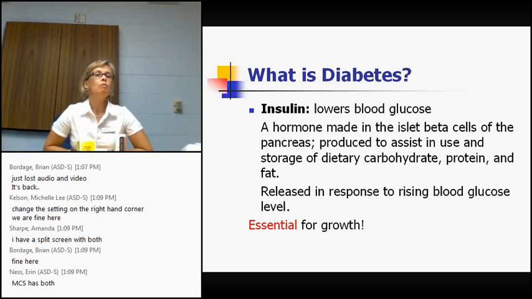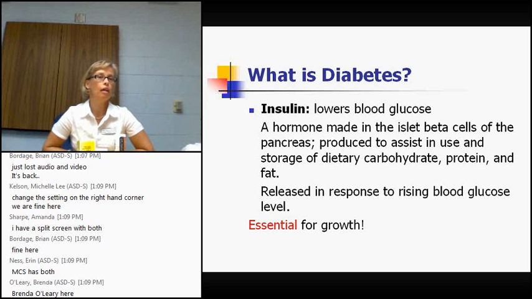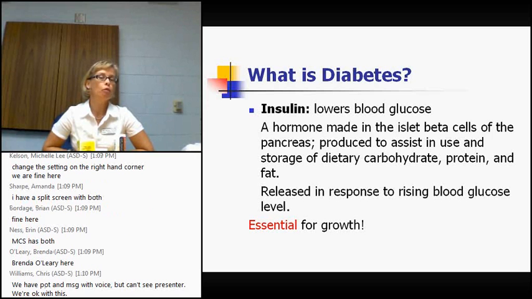So just talking to begin with, what is diabetes? Insulin is a hormone that lowers blood glucose, and it's made in the beta cells of the pancreas. It's produced to assist in the movement of energy from our food into the cells of the body. It's released from the pancreas in response to rising blood sugar levels, and it's essential for growth.